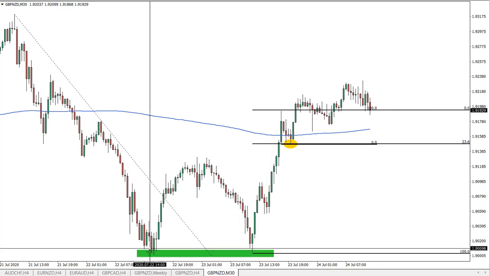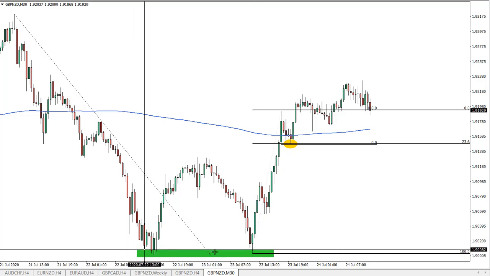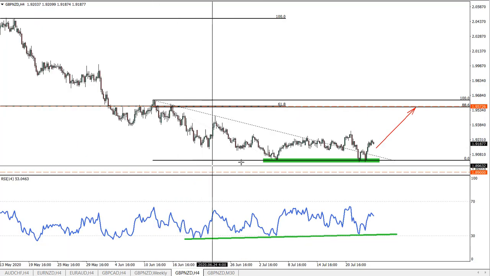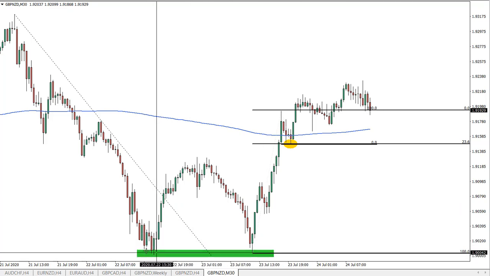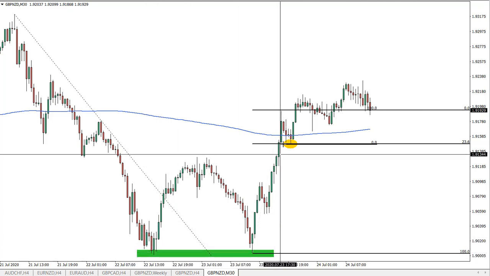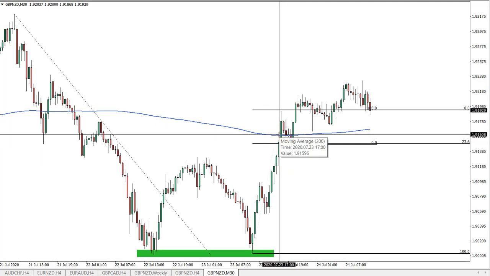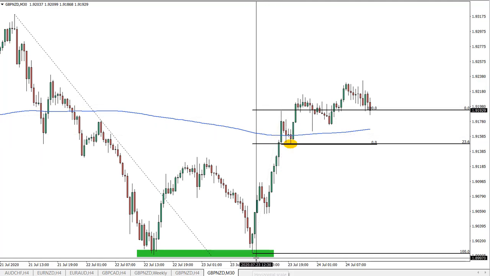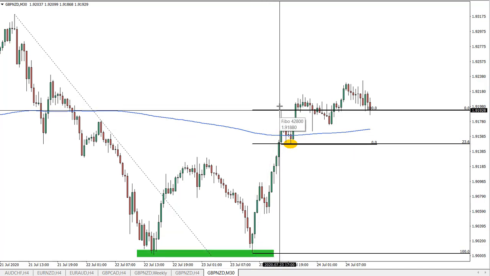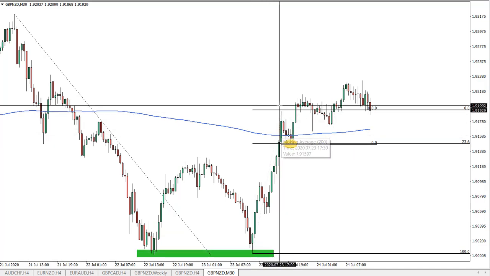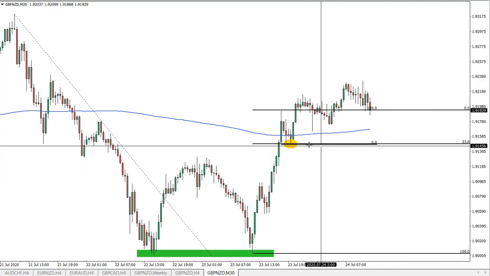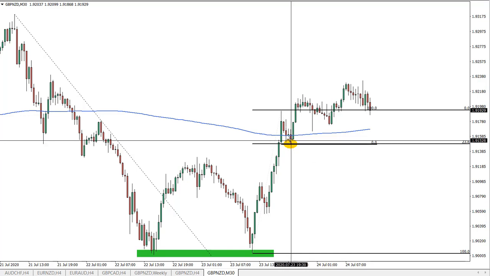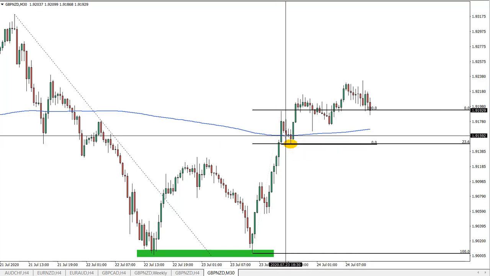Here we have yet another double bottom formed. As you can see, we had it on the 4-hour chart, and now we are having it on the 30-minute chart. After the formation of the double bottom, price went up quite sharply and broke above the 200 exponential moving average. I applied FIBs to this wave, and we can see that the 23.6 FIB was rejected at this level along with the moving average. So it is acting now as support.